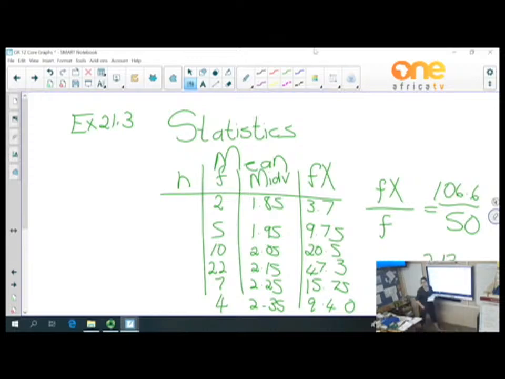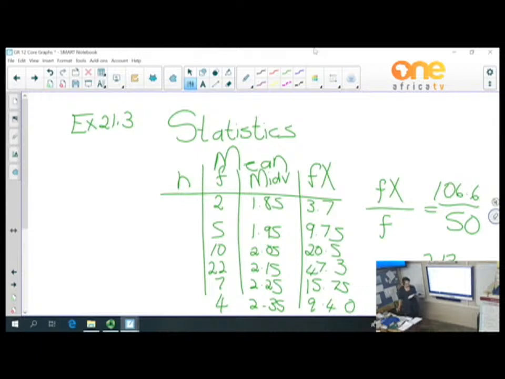2.13. Just be careful. I see so often the learners know what to do, but they make a mistake somewhere here and then you lose the marks. It usually counts 4 marks: mid value, fx, there, and the answer. So it's a question that counts a lot of marks.